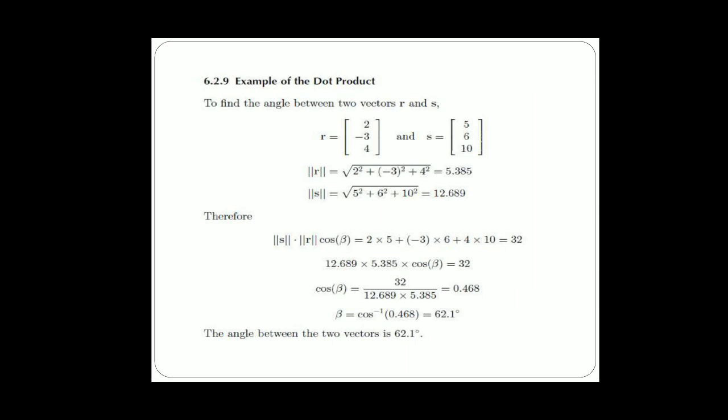magnitude of s into magnitude of r cos beta is equal to ad plus be plus cf. This is the final answer we are getting because i into i is 1 and all the others are 0. i into j will be 0, i into k will be 0, j into i will be 0, j into j will be 1. So by putting these values, the answer which we are getting in 6.22 is ad plus be plus cf. This is the final dot product.